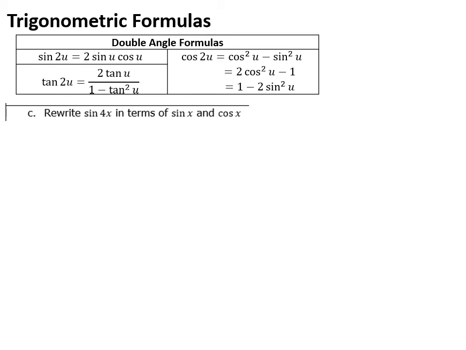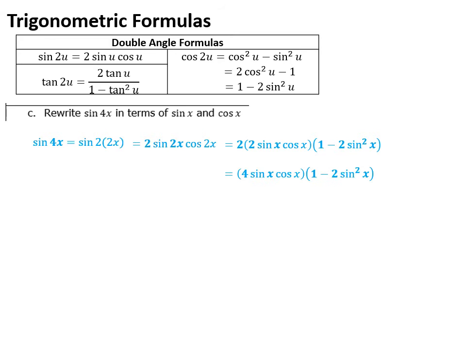Rewrite sine of 4x in terms of sine x and cosine x. This is working with the double angle formulas. Again, sine of 4x I could write as sine of 2 times 2x, and that's 2 times the sine of 2x cosine of 2x. Sine of 2x again would be 2 times the sine of x cosine of x. And cosine of 2x, I'm just picking the bottom one, 1 minus 2 sine squared of x. That simplifies to 4 times sine of x cosine of x times 1 minus 2 sine squared of x, which can be simplified as 4 sine of x cosine of x minus 8 sine cubed of x cosine of x.